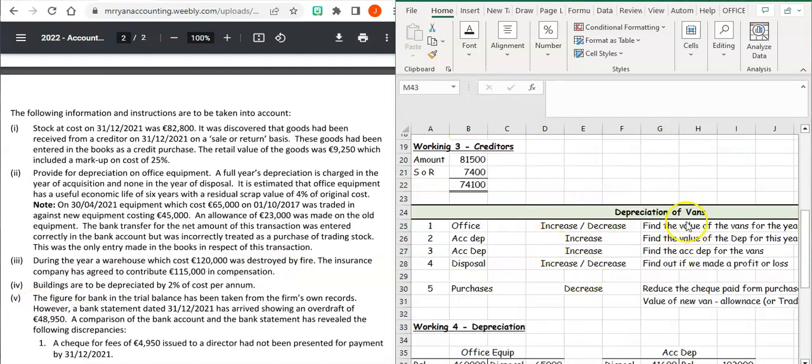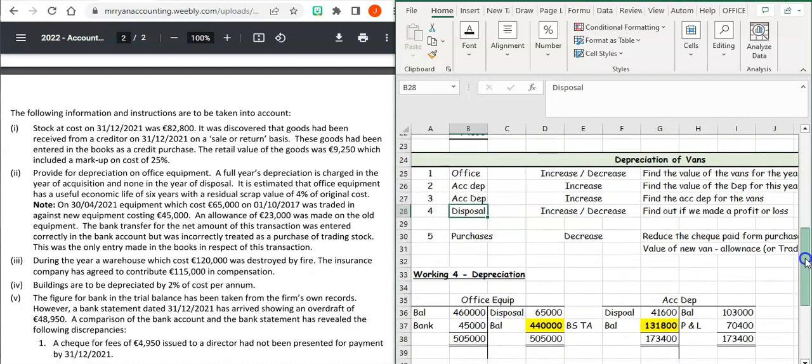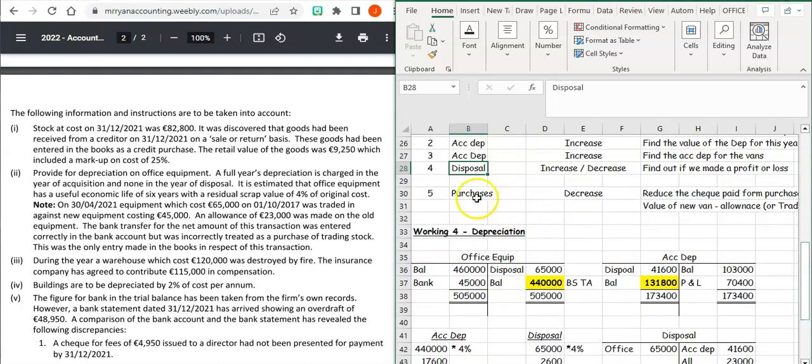Remember with your depreciation question, 5 things. Calculate the office equipment that goes into your balance sheet in your tangible asset. Calculate your expense for this year that goes into your profit and loss account. Calculate the figure, the accumulated depreciation that goes into your balance sheet as a tangible asset. Calculate a disposal, whether you made a profit or a loss. If it's a loss, it goes into your expense in your profit and loss account. If it's a profit, it goes into your add operating income, and then adjust your purchases.